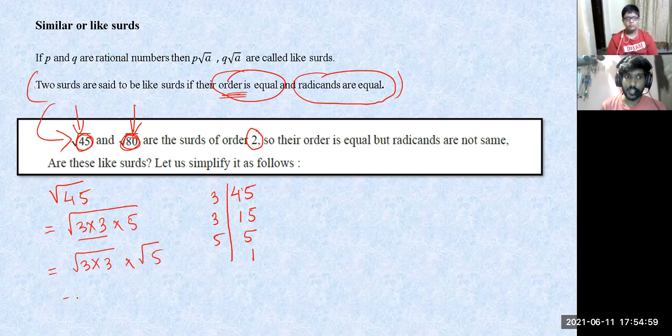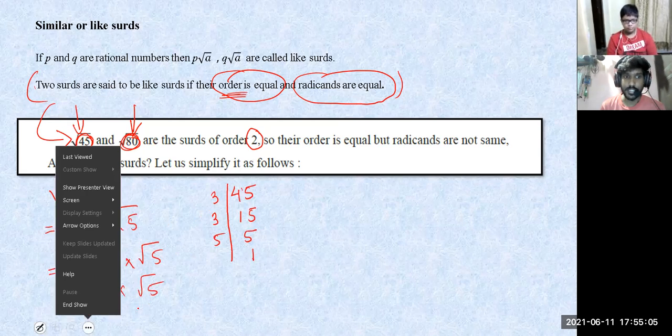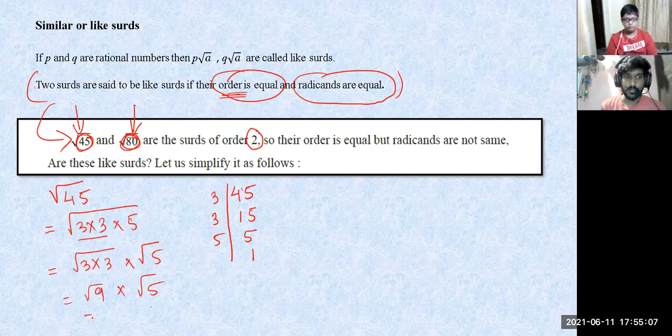So this will become root of 9 into root of 5. And you know root 9 is 3. So this will become 3 root 5, as you said. Correct?